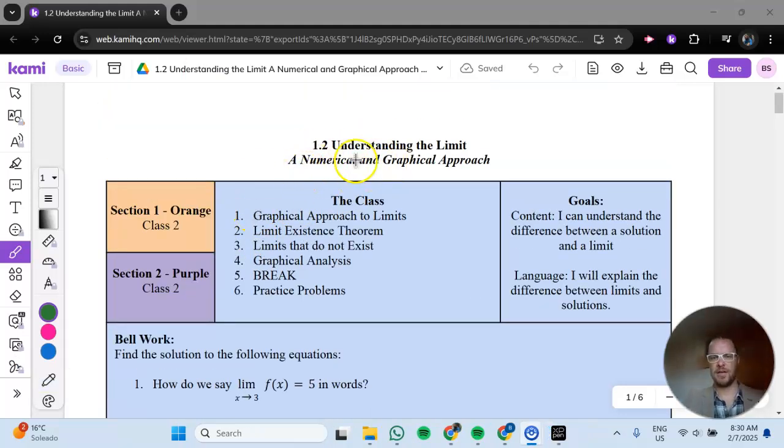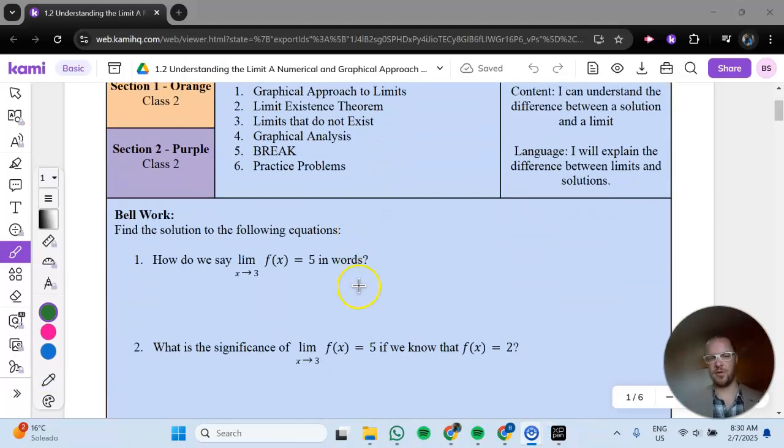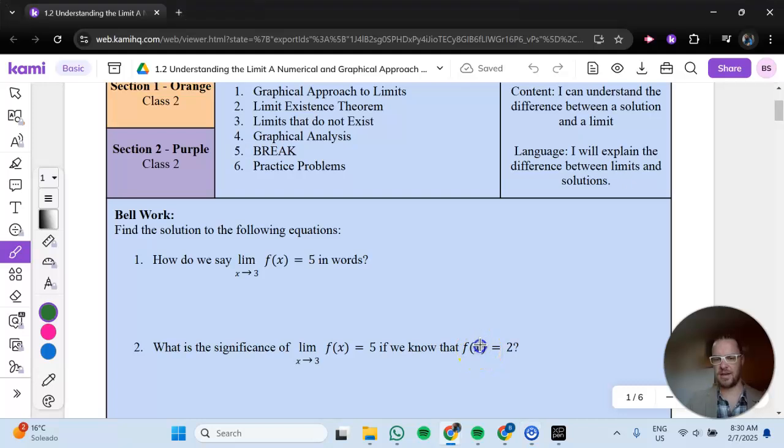All right, guys, our second lesson here, we're going to be looking at understanding the limit. Now, before you even try that bell work, I'm going to quickly remind you that this here should not be an x. That is a mistake. That should be a 3. Okay, so it should be f of 3 equals 2. So go ahead and now pause it and give these two a try.